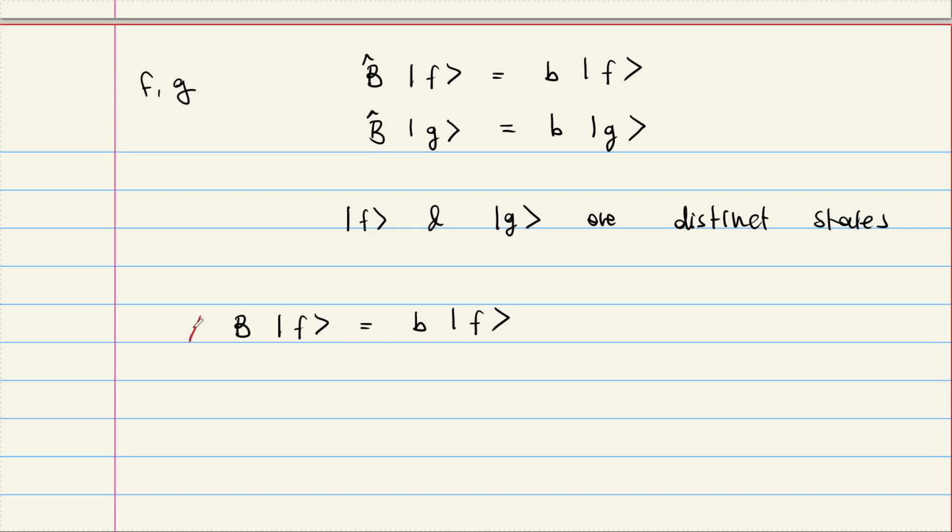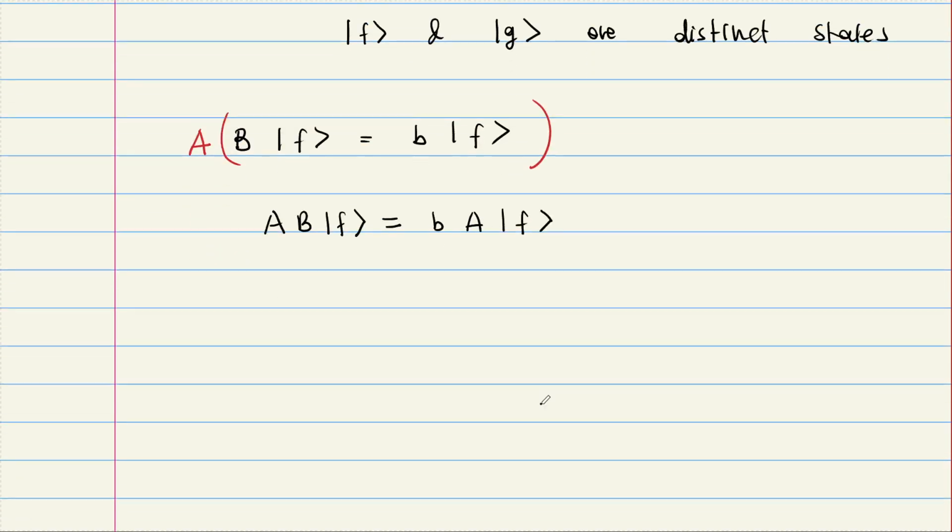So let me hit with A. And I'm hitting on the entire equation like this. And this thing is going to give me A, B, F is equal to, so B is a number, so A is going to jump over and become A times F. Good.